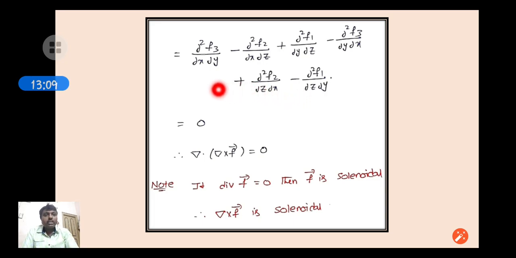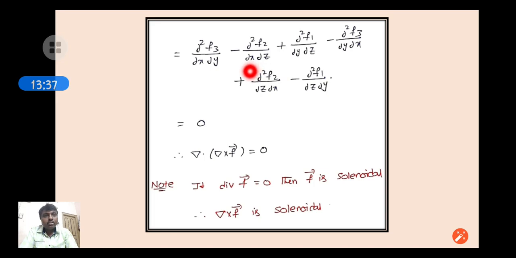Okay, you can observe here the partial derivative of f3 with respect to both x and y, that is ∂²f3/∂x∂y. The same thing is presented here also, ∂²f3/∂y∂x, but the order is different. So the partial derivative does not depend on order. So these two terms are equal with opposite signs. These two get cancelled.